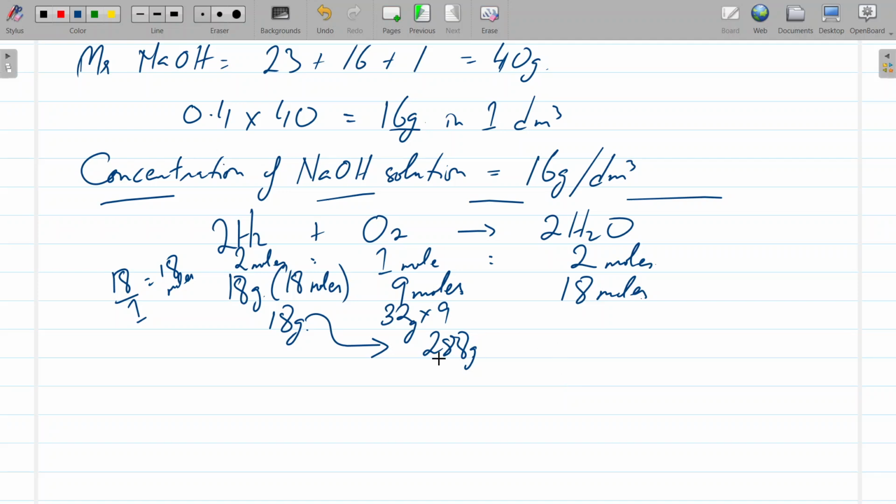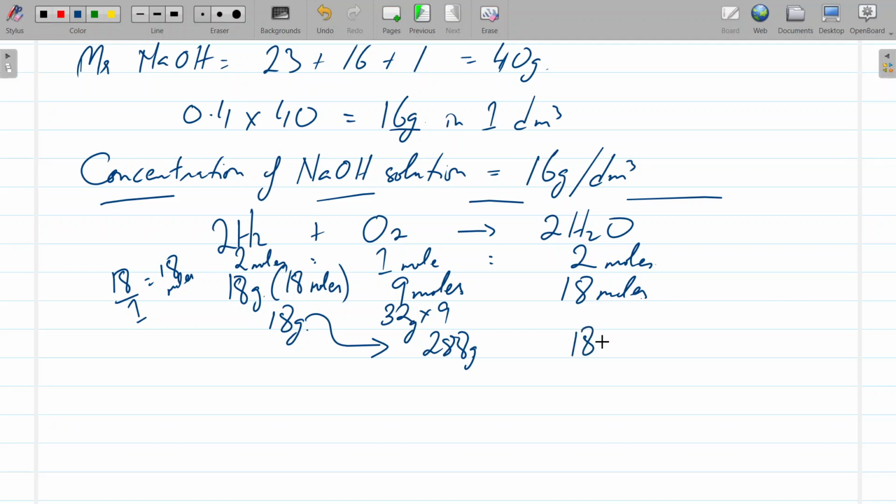In terms of moles, it is less. Why is it less in terms of moles? Because the mass of oxygen is much more. It is 16 times more than hydrogen, even though the molar ratio is different. Does that make sense? Yeah. And how much water will you get?